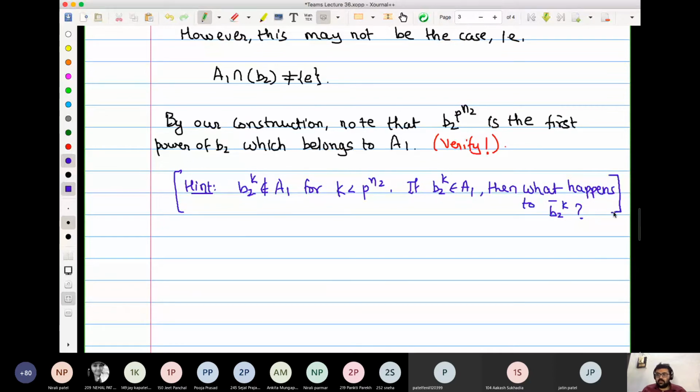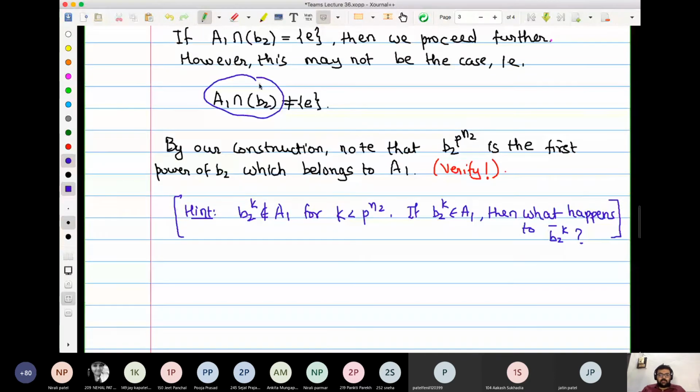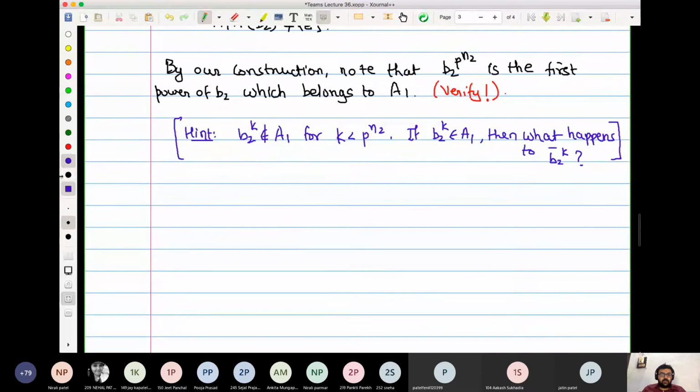In the exam, you need not write this. But this is the first power. Of course, the intersection is non-empty. The intersection is non-trivial. That means there is an element which is in this cyclic group, which is also in A1. So in this cyclic group, elements are powers of B2. So there is some power of B2 which falls here. And this says that P power N2 is the first power of B2 which is in A1. Why is it the first power? That is the part to verify. Right. So therefore, B2 power P power N2 belongs to A1.